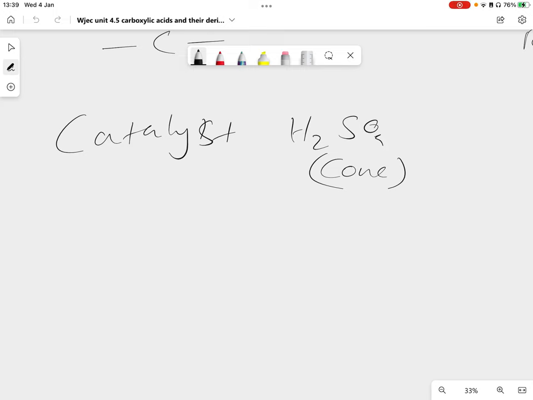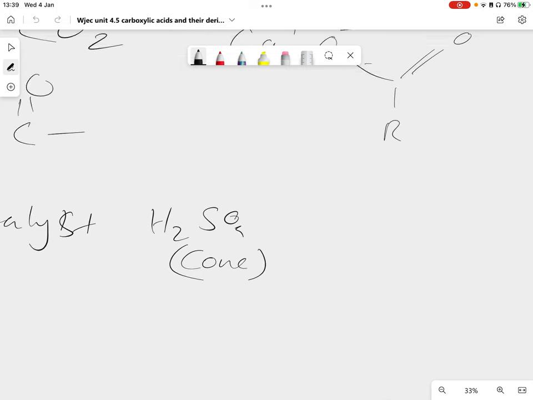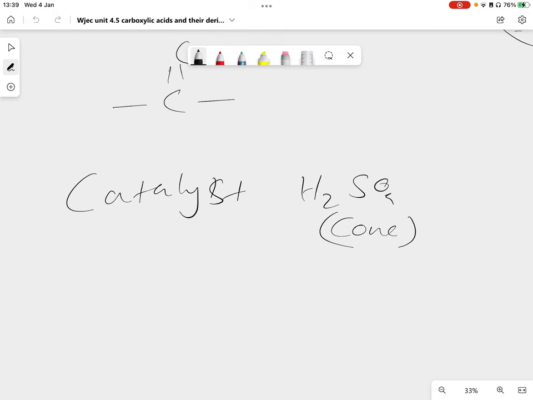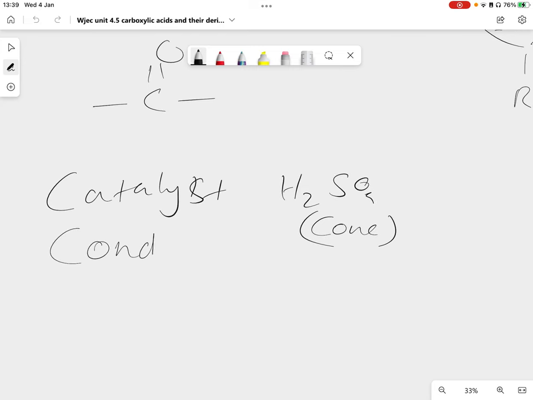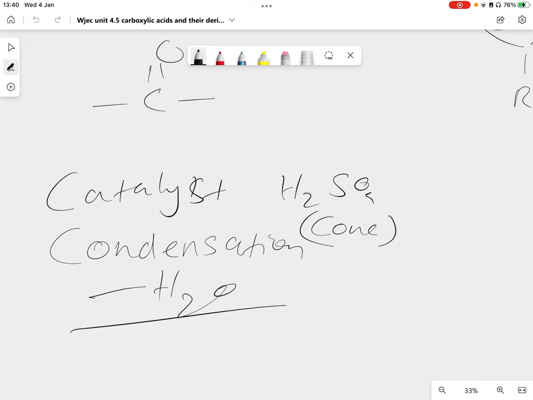Concentrated sulfuric acid. And we need to know a bit about which OH bond is broken, which OH is lost, which hydrogen's lost, and such. We also need to know it's a condensation reaction, like we did before, an addition, elimination. This is the loss of a small molecule, and in this case, with the normal carboxylic acid, that's water.